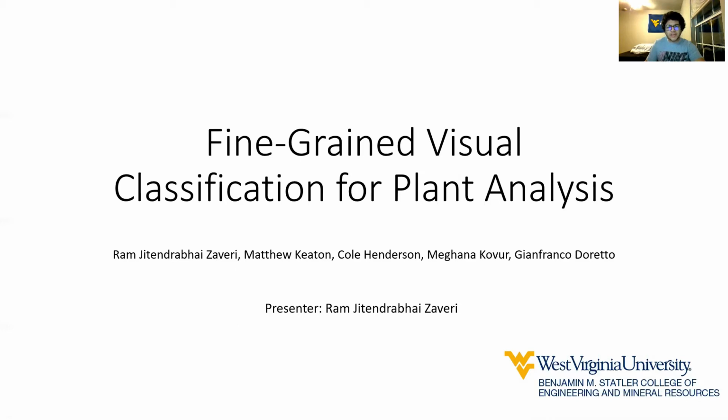I am Jitendrabhai Zaveri, and I am a sophomore at West Virginia University. I study computer science and neuroscience. My research interests are in machine learning and computer vision branches of computer science.